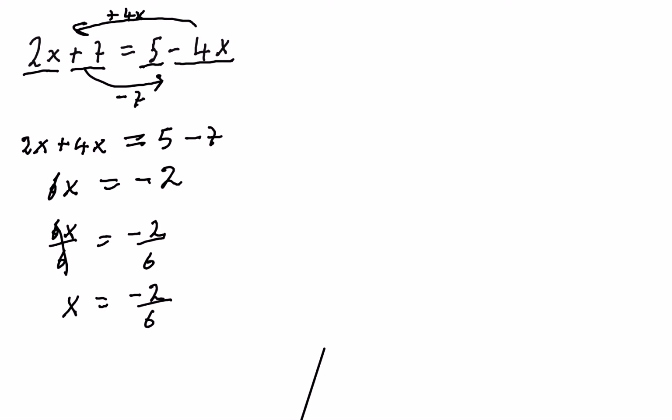Now we see that you cannot leave your answer as negative 2 over 6 because 2 can go into 2 and 6. So we have to simplify that. So we now have x equals, you have your negative 2 goes into 2 one time, 2 goes into 6 3 times. So that will be x equals negative 1/3.